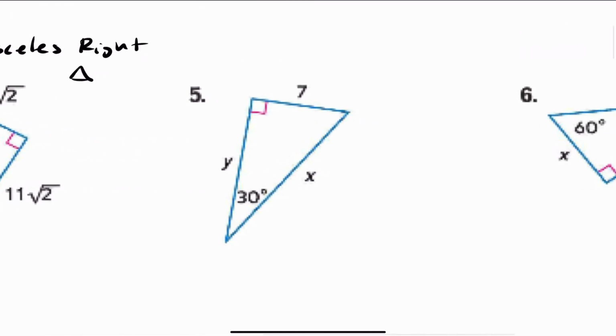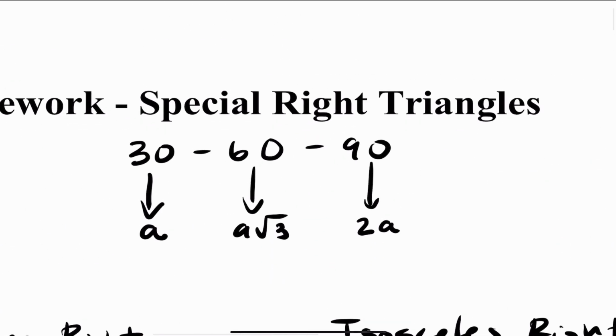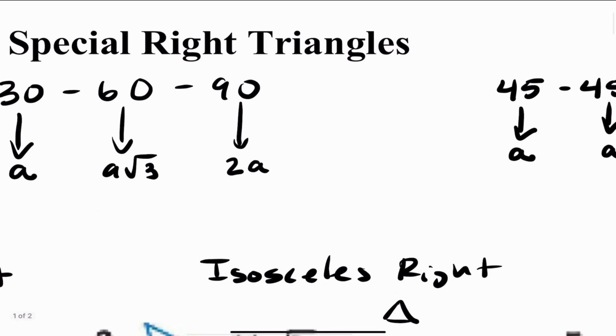Over here, we got a 30, 60, 90. Because we have 30, we have 90, so that means that this angle has to be 60 degrees. So let's go ahead and label our figure. Using this rule here, across from 30 degrees, that's A. Across from 60, that's A root 3. And across from 90, that's 2A.